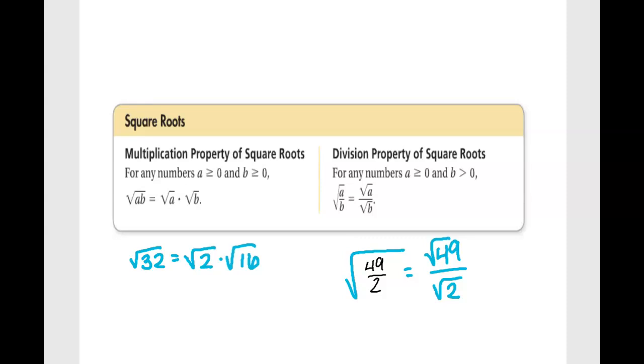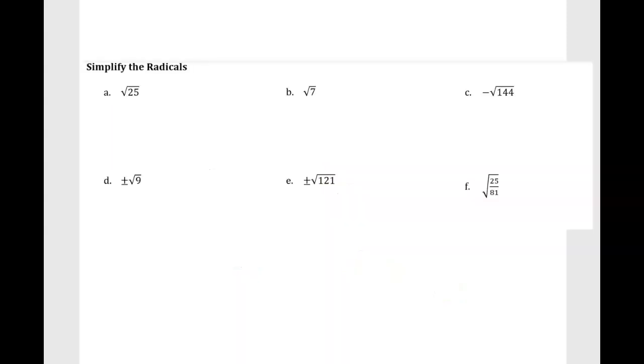Let's apply those properties and simplify some examples. The square root of 25. If you look at your perfect squares, 25 is a perfect square. It is equal to or the same as the square root of 5 squared. And we just said that a square root and a square cancel each other.